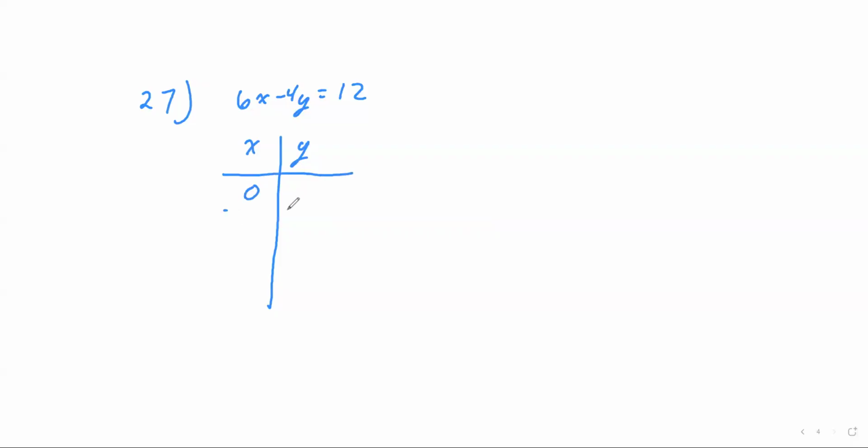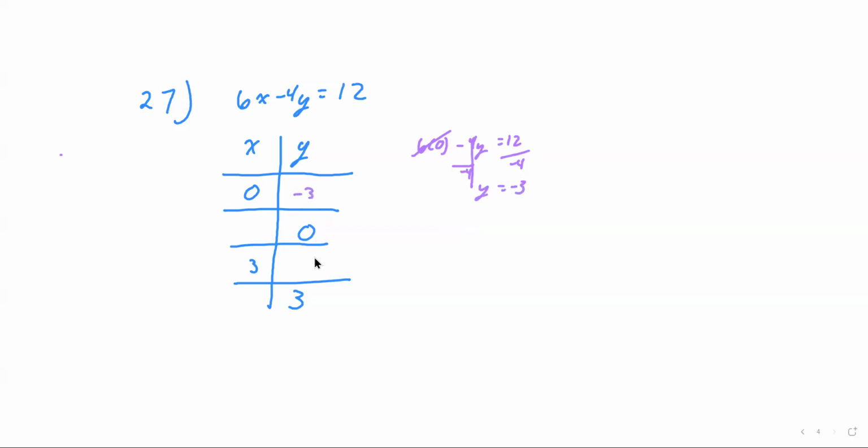So we have 0 and something, something and 0, 3 and something, and then something and 3. All right, so here's the best way to approach these types of problems: plug in what you know, solve for what you don't. For this first one, it's 6 times 0, since I know x is 0, minus 4y equals 12. Well, 6 times 0 is 0, so that just goes away. So all I really have to do is divide by -4. So I see y is -3. So this would be 0, -3.